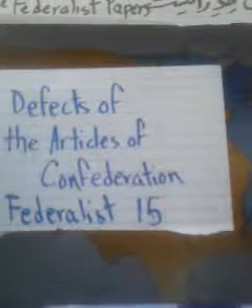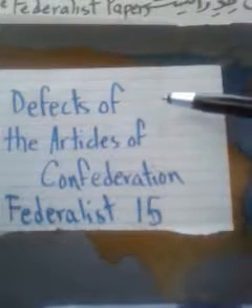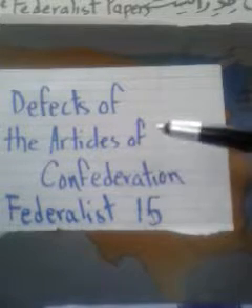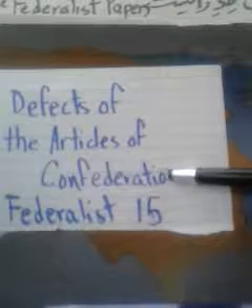We're going to look at Federalist number 15, and as you can see, I've written here defects of the Articles of Confederation. Hamilton here starts talking about the problems that America's first Constitution, the Articles of Confederation, had. He's going to go down the list and tell you what problems it created, what weaknesses it had, why we had to come up with this new Constitution in 1787.